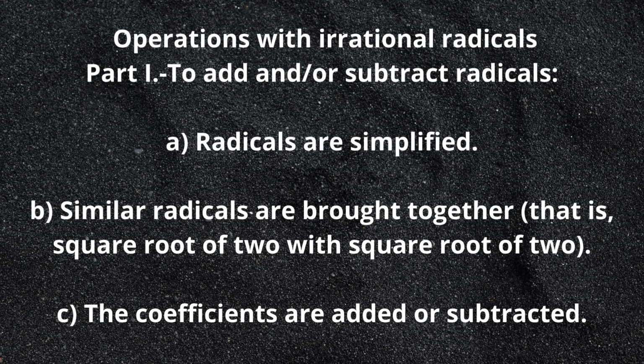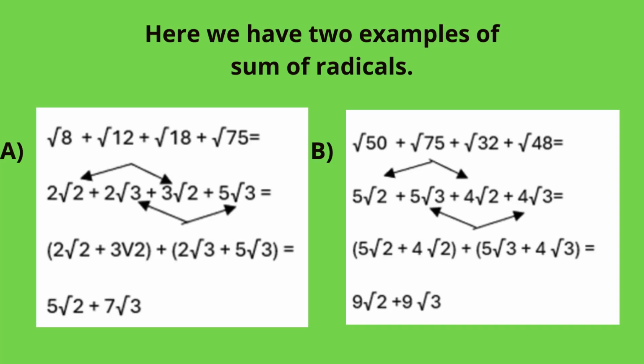Operations with irrational radicals. 1. To add or subtract radicals: A. Radicals are simplified. B. Similar radicals are brought together, that is, square root of 2 with square root of 2. C. The coefficients are added or subtracted. Here we have two examples of addition of radicals.